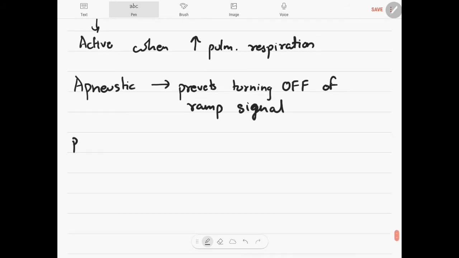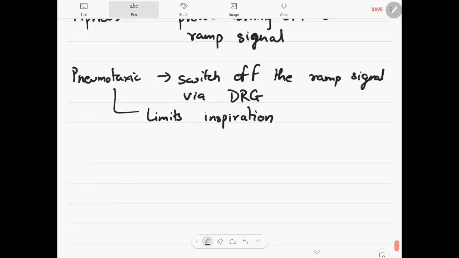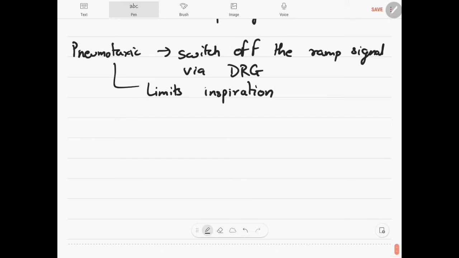Now the pneumotaxic center, which is located in the upper pons. The pneumotaxic center switches off the ramp signal via DRG. Therefore it limits inspiration. So if the pneumotaxic center is absent, the ramp signal will go on continuing, never ending, and it would lead to very greater expansion of the lungs, which is harmful.